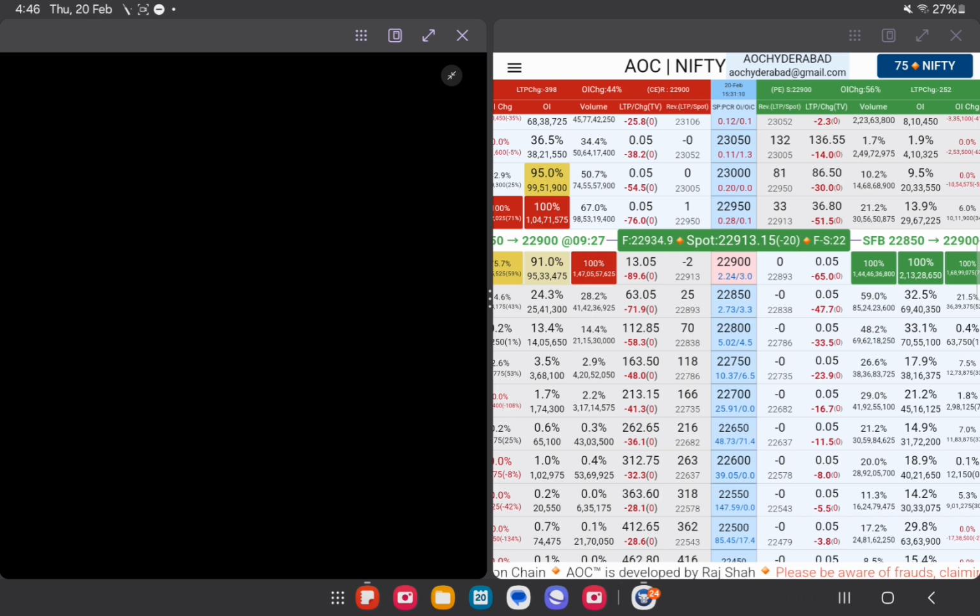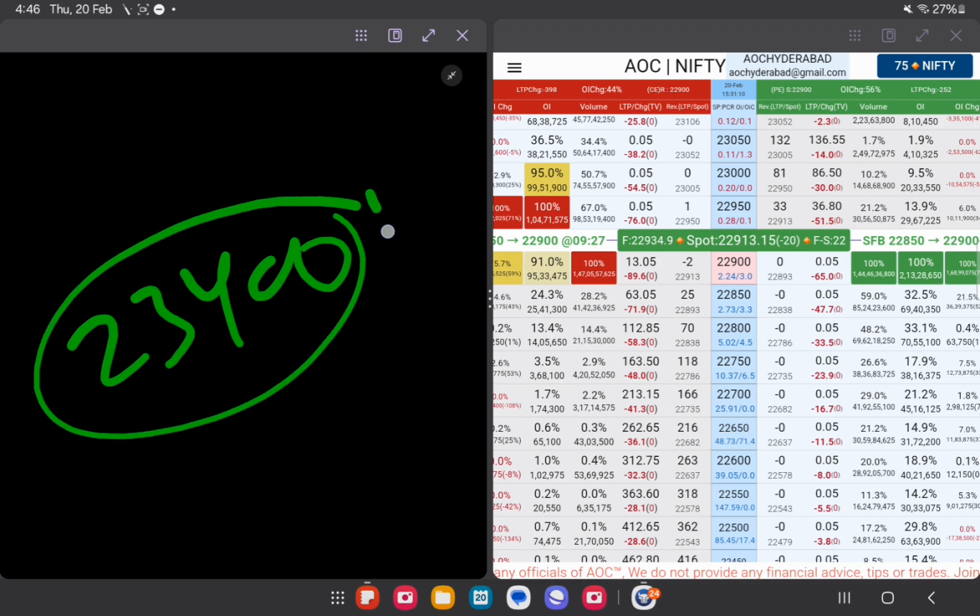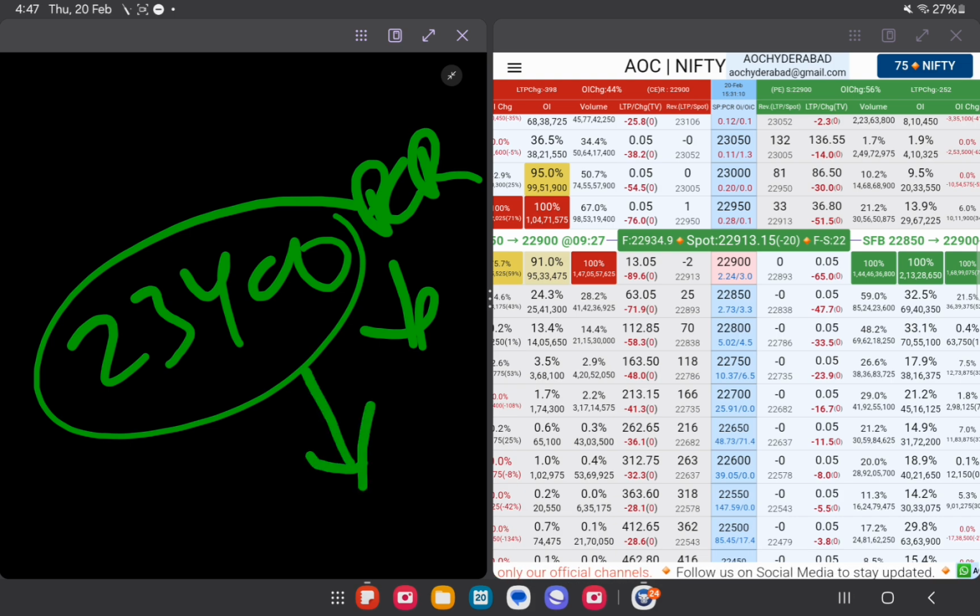Okay, if the PCR is declining while the Nifty spot is near a resistance level, suppose Nifty has reached the 23,400 resistance, and here the PCR is decreasing, what does it mean? They are booking their positions, they are coming out of the market, they are slowly becoming bearish in this position. Then what do we have to do? We have to act accordingly. It's a slight bearish indication which it shows us.